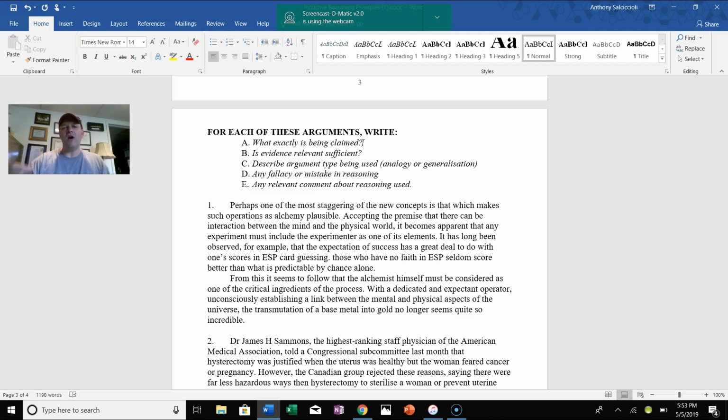And then describe the argument type. Is it an analogy? Is it a generalization? What type of argument is being made in these? And then is there any fallacy or mistakes in reasoning? Now, we're going to learn logic fallacies after this lesson. And this is a nice little entree into those. And hopefully, even if you can't put a name to it, if you can't say ad hominem, if you can't say straw man or slippery slope or no true Scotsman, logic fallacies have these titles, but can you identify the flawed way of thinking? That's the logic fallacy.